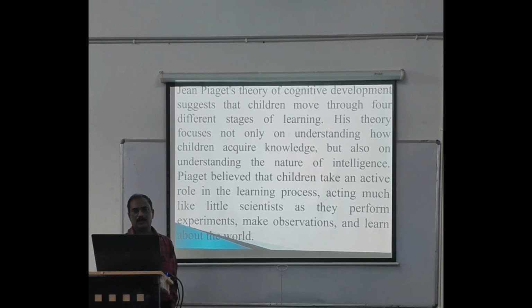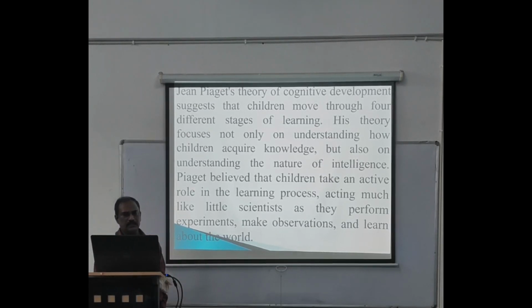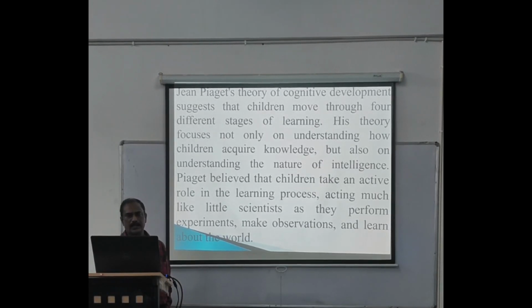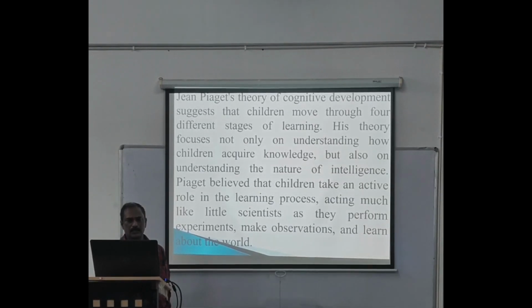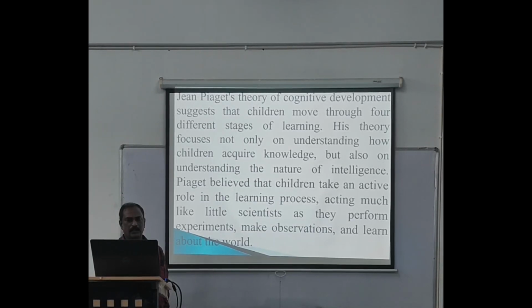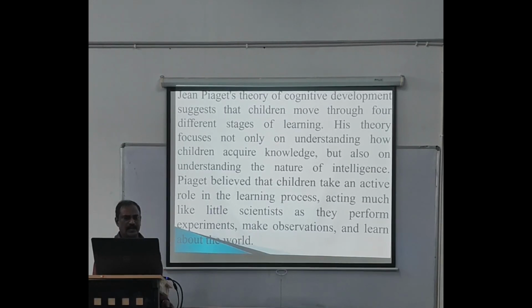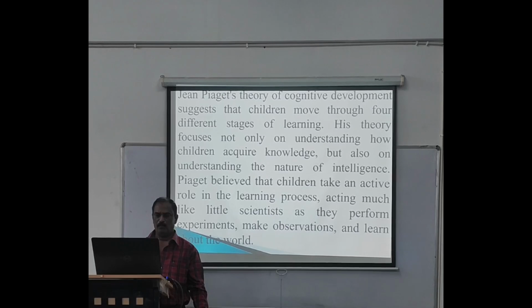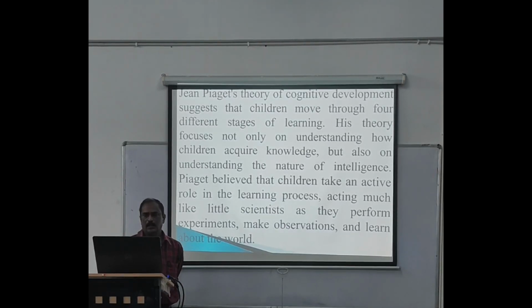Coming to Jean Piaget's theory of cognitive development, it suggests that children move through 4 different stages of learning. His theory focused not only on understanding how children acquire knowledge, but also on understanding the nature of intelligence. Piaget believed that children take an active role in the learning process, acting much like little scientists as they perform experiments, make observations, and learn about the world.